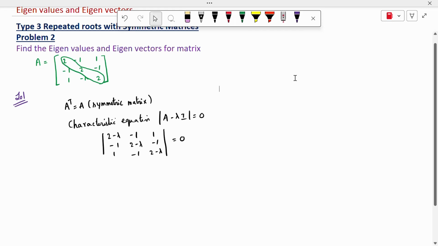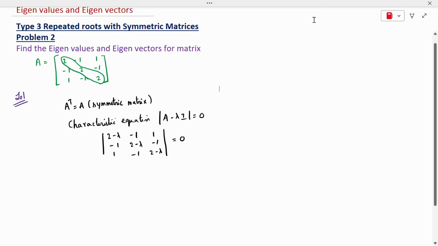Good morning to all. The next topic is repeated root with symmetric matrices, problem 2. Find the eigenvalue and eigenvector for the given matrices. The question has been given. Check the question first. Yes, it is a symmetric matrix. When you take the transpose, turning rows into columns, we get the same A. It is called a symmetric matrix.